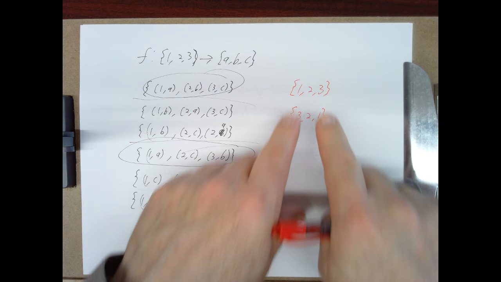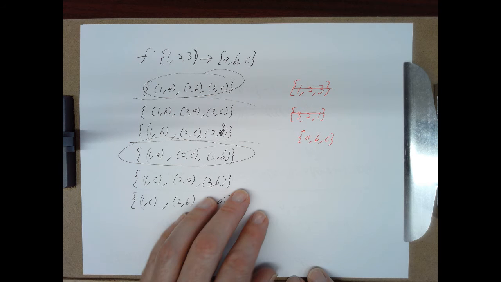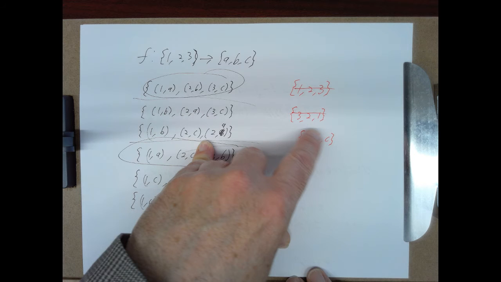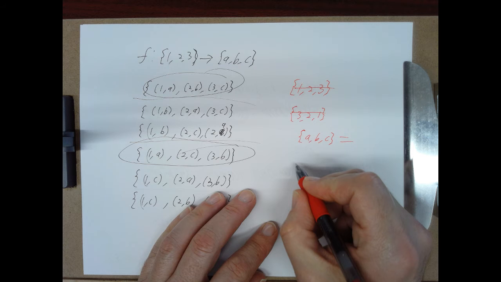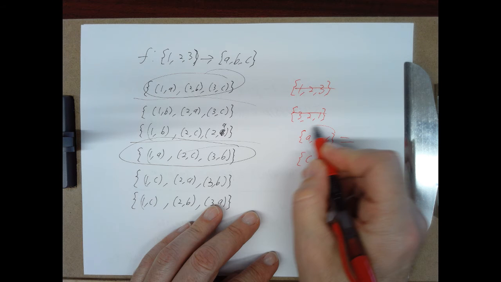If by this you mean 1 goes to A and 2 goes to B and 3 goes to C, that's an underdefined definition because this is exactly the same set as this. The order of the elements in the set does not matter. This is the same set as this. So you can't write this and say this is the definition of this function.